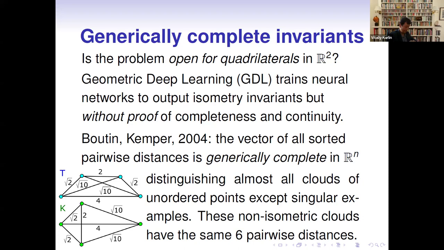So this vector is generically complete. Generically means that any point clouds in general position, so apart from singular configurations, are distinguished by this invariant. So up to a small perturbation, you get a generic point cloud, and it is uniquely determined by 6 interpoint distances. Actually, this is true for any number of points and in any Euclidean dimension. So this is a very strong theorem, but unfortunately, this invariant is not complete. So it's almost complete, but there are counterexamples. This is probably the simplest counterexample: two different quadrilaterals or clouds of 4 points with exactly the same 6 interpoint distances.